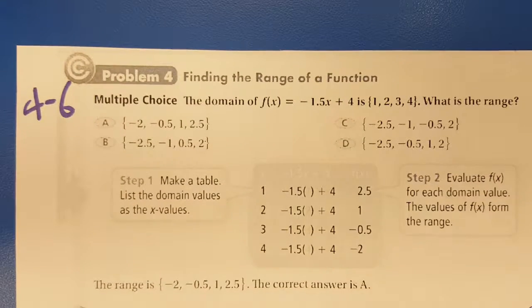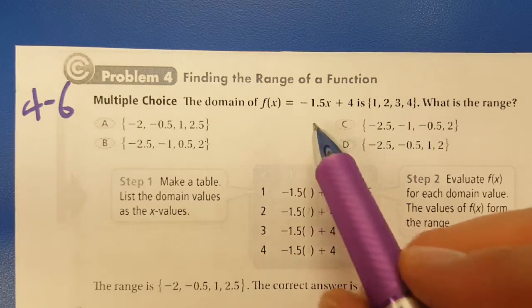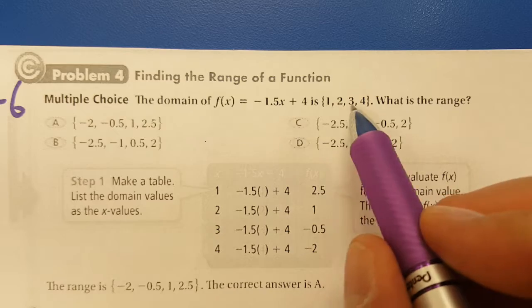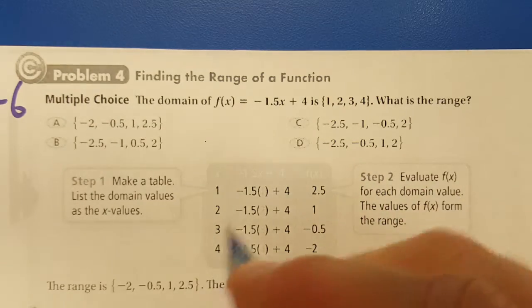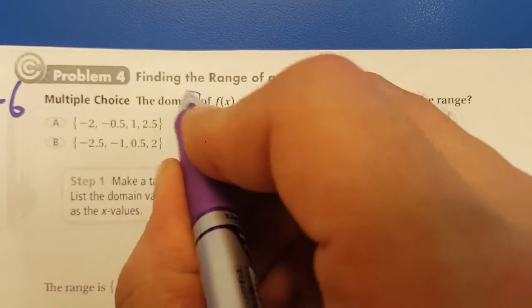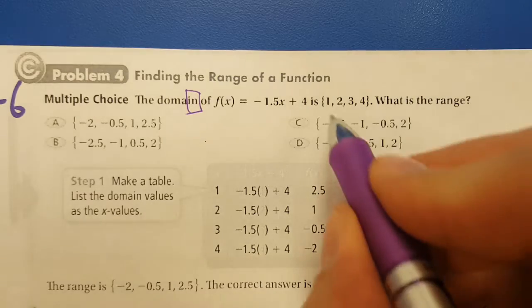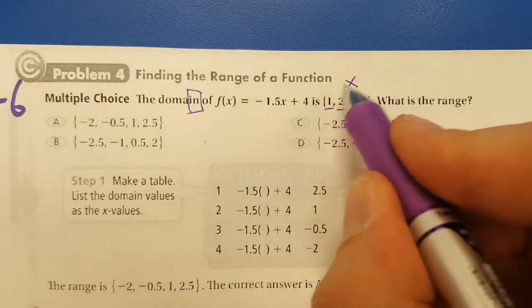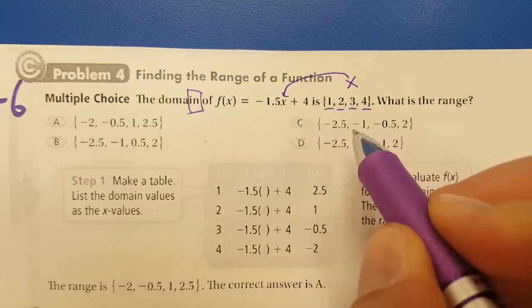Okay, problem number 4 from the 4-6 notes. What they're doing here is they're giving you a domain and a function. It says the domain of this function is 1, 2, 3, and 4. What's the range? They are giving you the domain. Remember, those are the numbers that go in. So 1, 2, 3, and 4 are your x values, and they need to go into this function, okay?